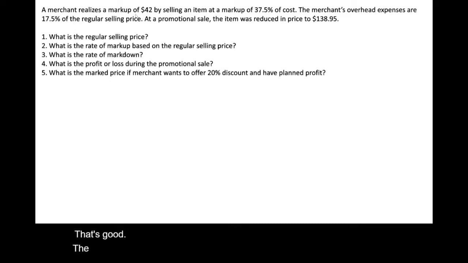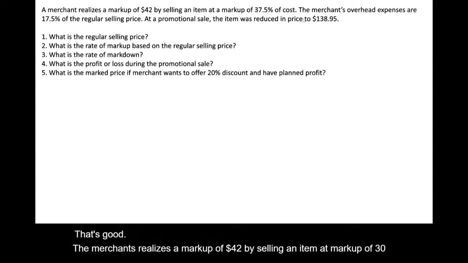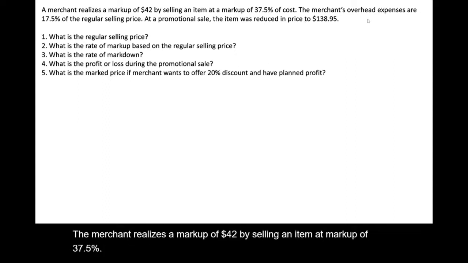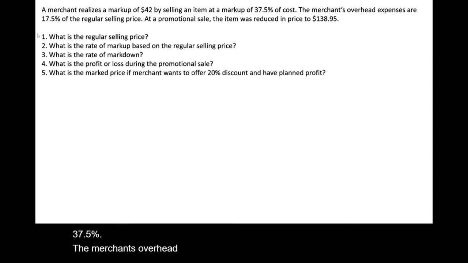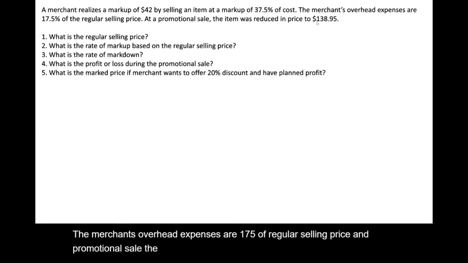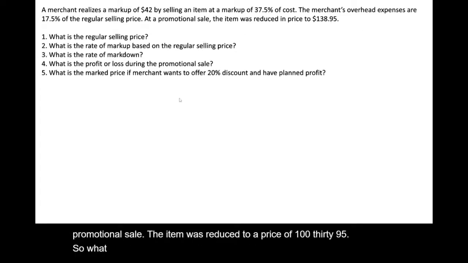A merchant realizes a markup of $42 by selling an item at a markup of 37.5% of cost. The merchant's overhead expenses are 17.5% of regular selling price. At a promotional sale, the item was reduced to a price of $138.95. So what is the regular selling price?